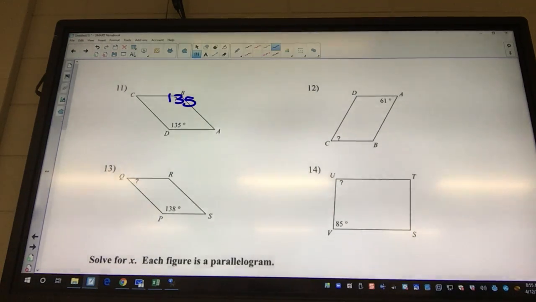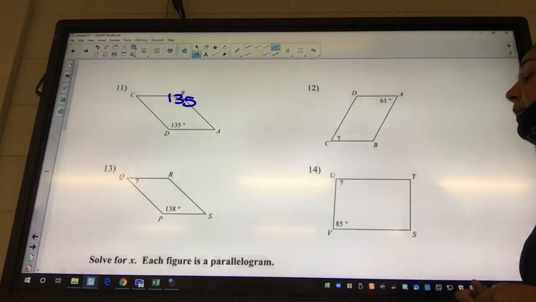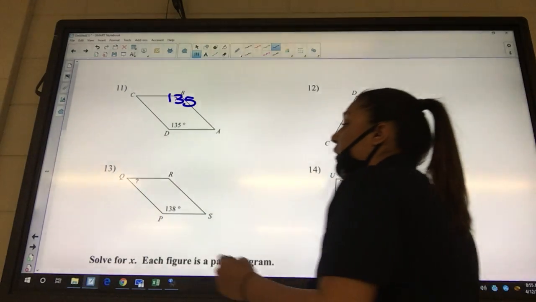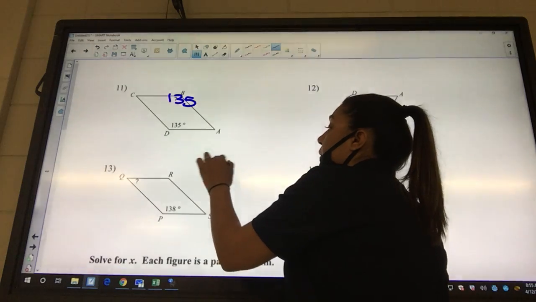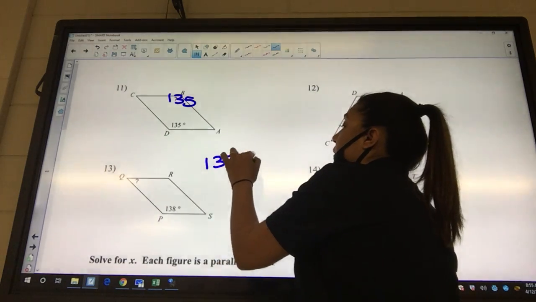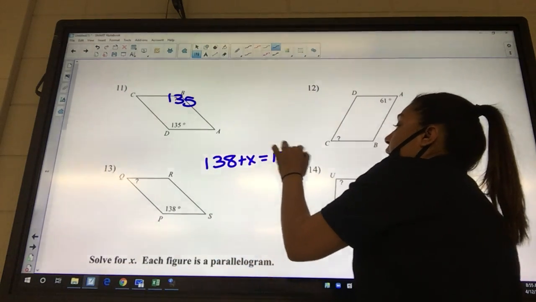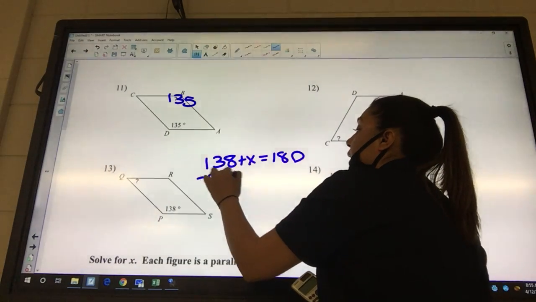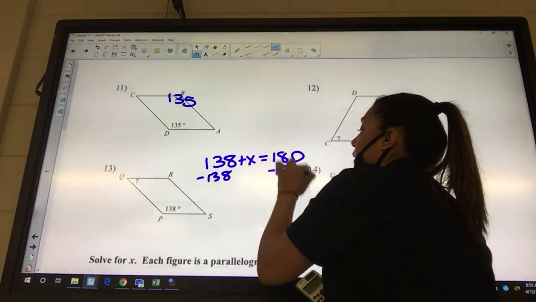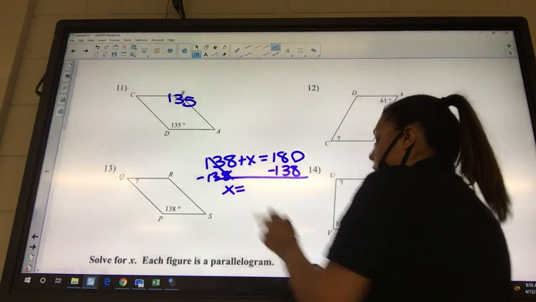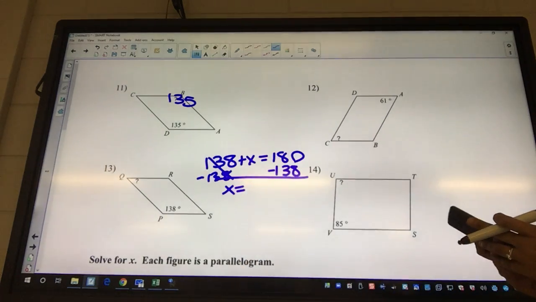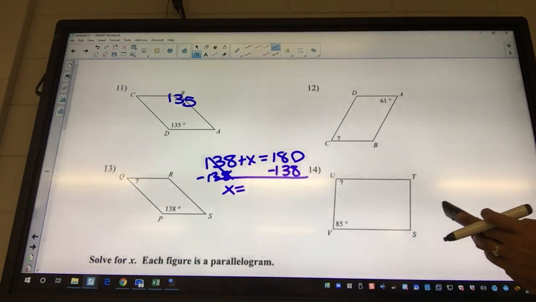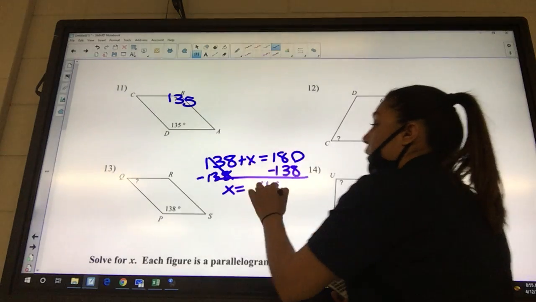Mm-hmm. Okay, so 13, is it same sides or opposite sides? Same sides, so what's it going to look like? 138 plus x equals 180. Minus 138 on both sides. So we got x equals 180 minus 138. So 42.